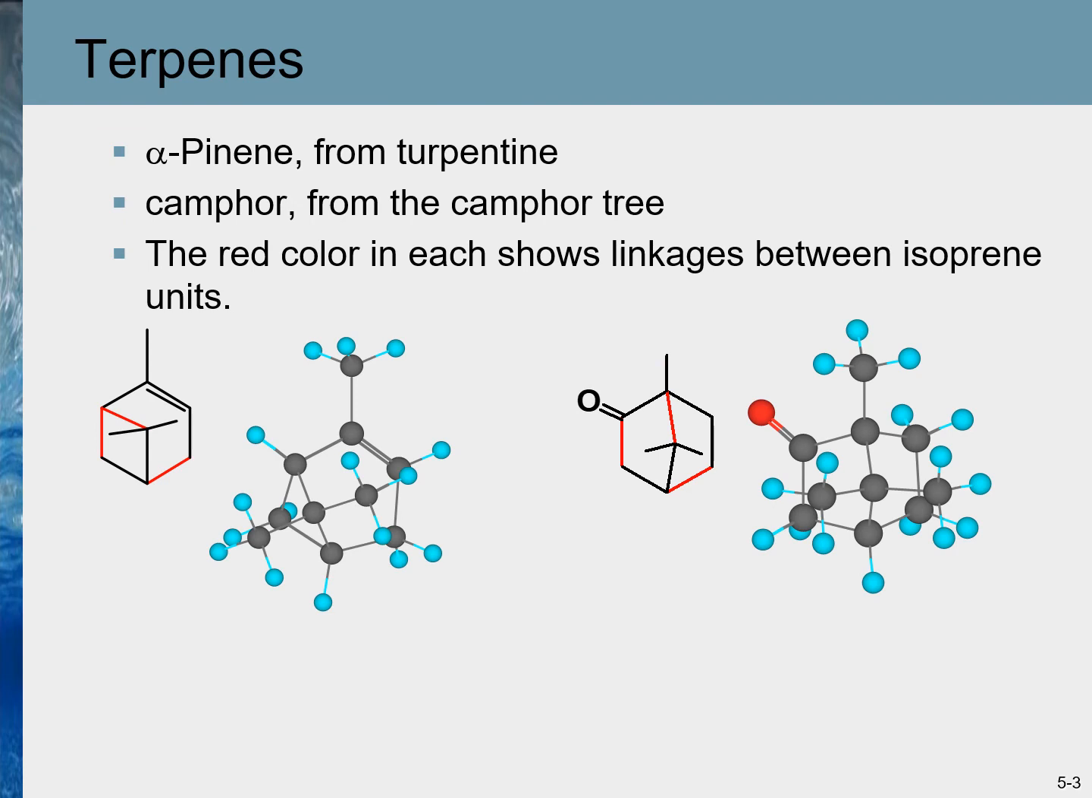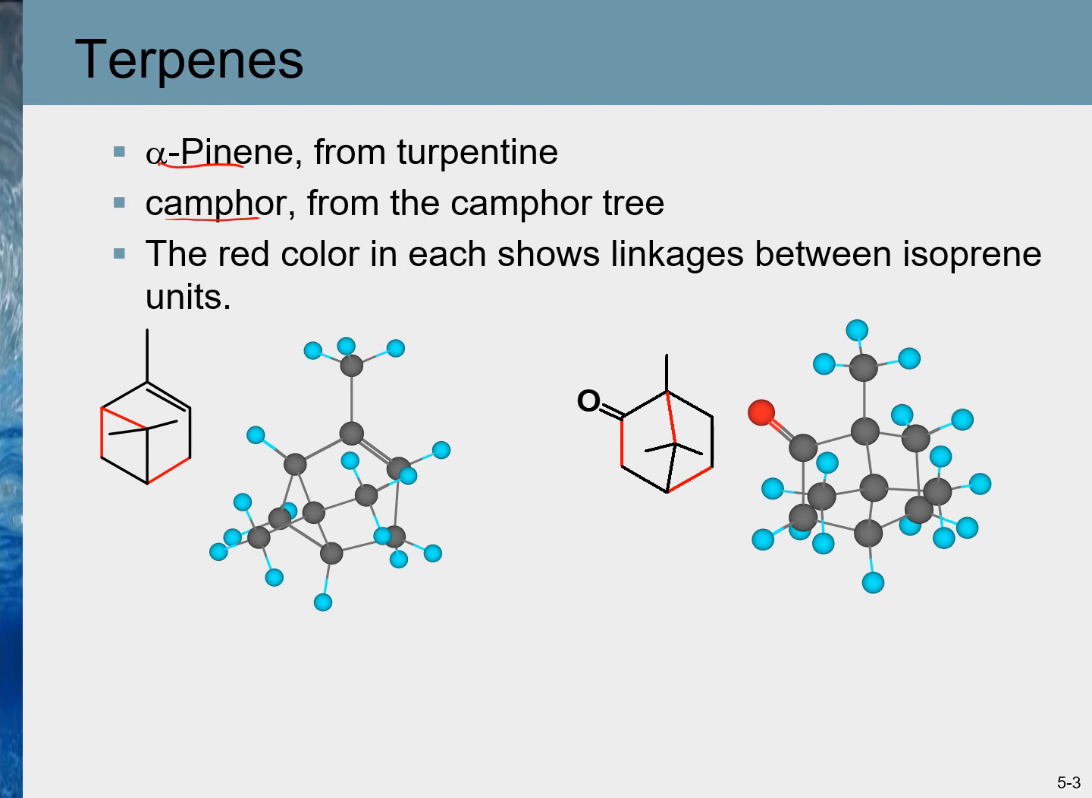Alpha pinene and camphor are other examples of terpenes, and alpha pinene is isolated from turpentine. It's found in many coniferous trees such as a pine tree, and it's also found in cannabis in small quantities. Camphor, on the other hand, is found from camphor tree, and these two are also made up of 2 units of isoprenes.